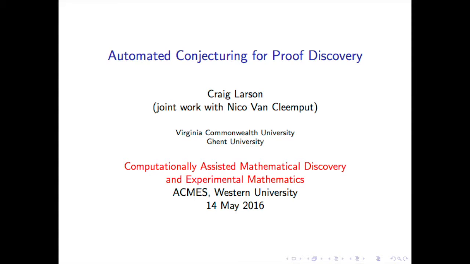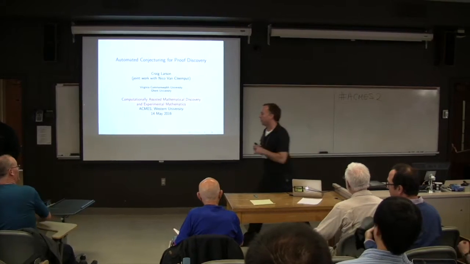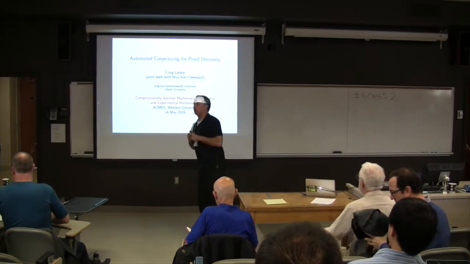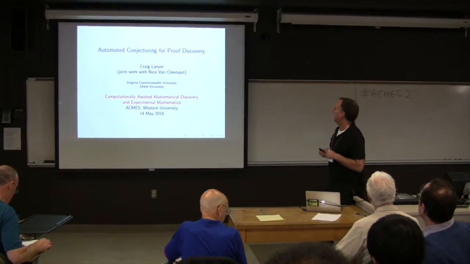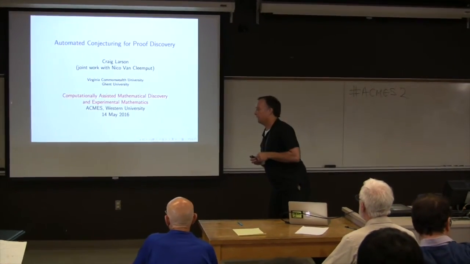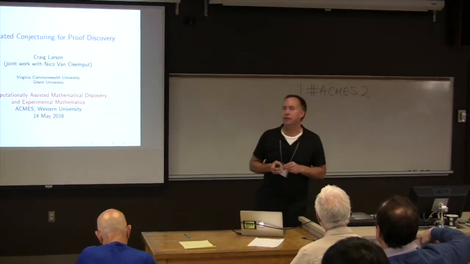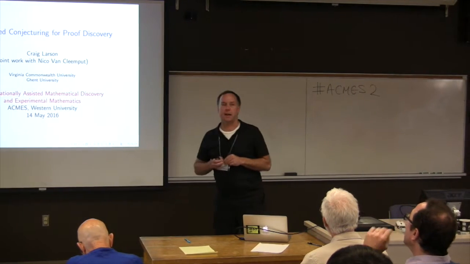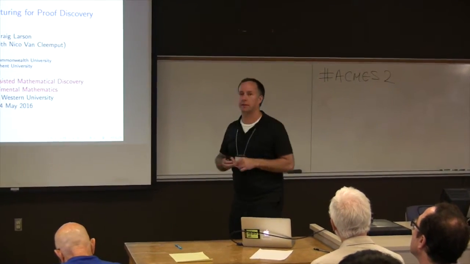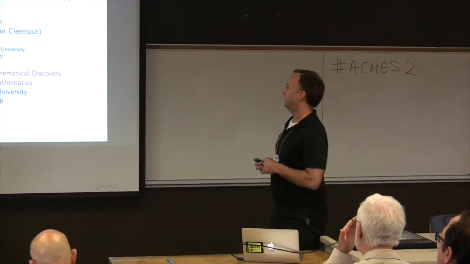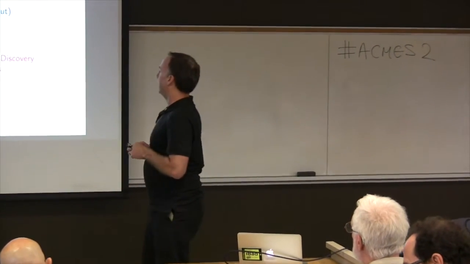By Larson. It's automated conjecturing for proof discovery. Thanks. So I'm going to tell you about a new application for an automated conjecturing program that I wrote with Nico Van Cleemput. He's a postdoc at Ghent University. He's at a computational graph theory group that does amazing things with graph generation and things like this.